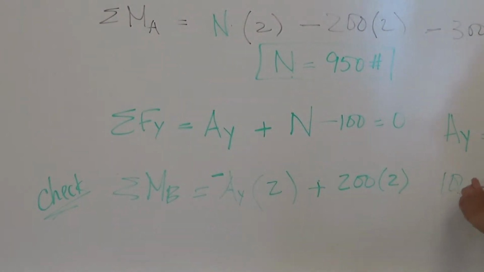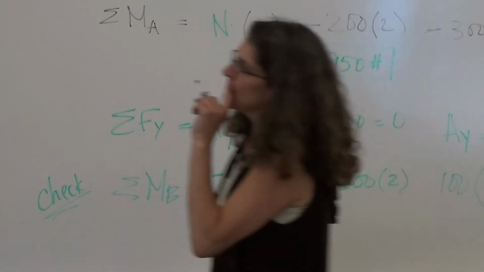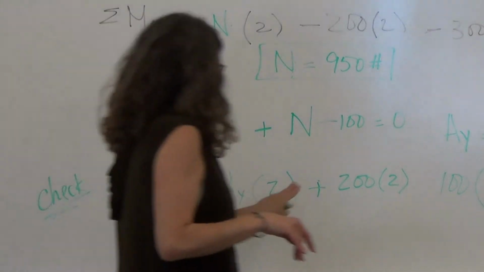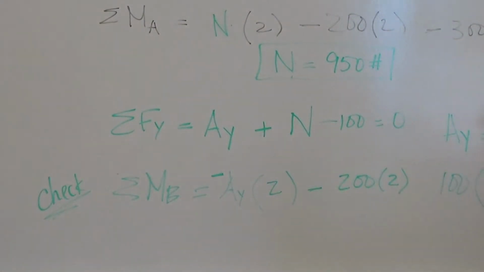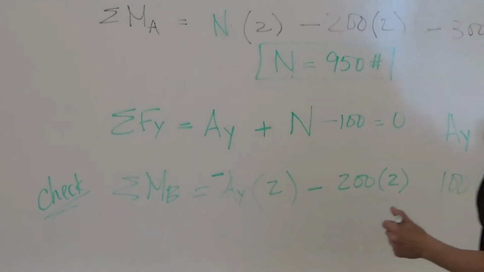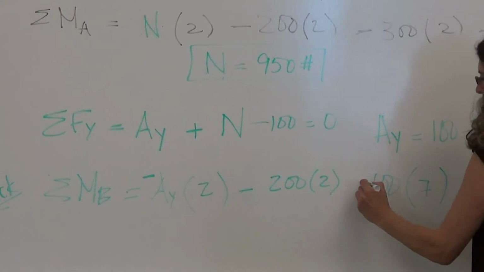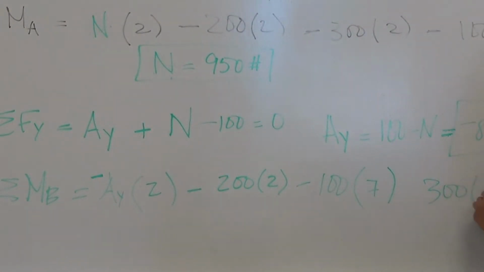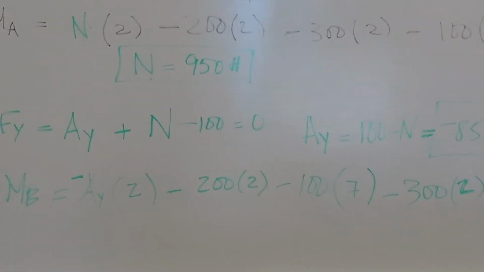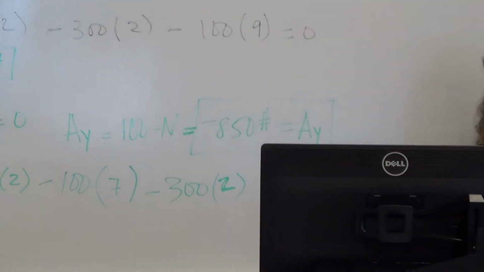And then we have a 100 times, wait, why would it be positive? I think it's negative. Oh yeah, you're right. Sorry, my fault. Negative 200, right. 100 times 7, positive or negative? Negative. 300 times 2, positive or negative? Negative. Equals 0. And AY turns out to be negative 850, and that's your check. So you could do a fourth equation for a check.